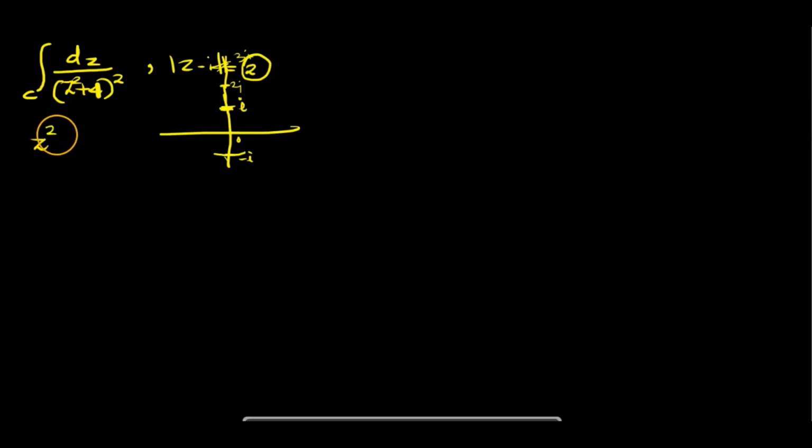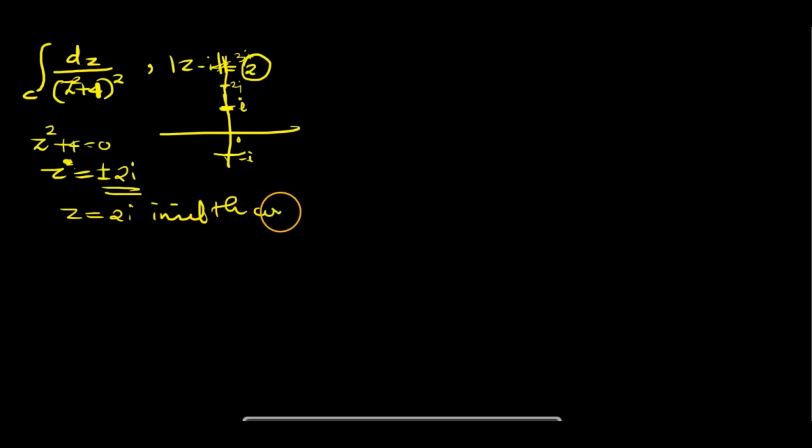We get singularities at z² + 4 = 0, that is z = ±2i. So ±2i are our singularities. You can see −2i is not inside the circle. z = 2i is inside the circle. So our singularity inside the circle is z = 2i.